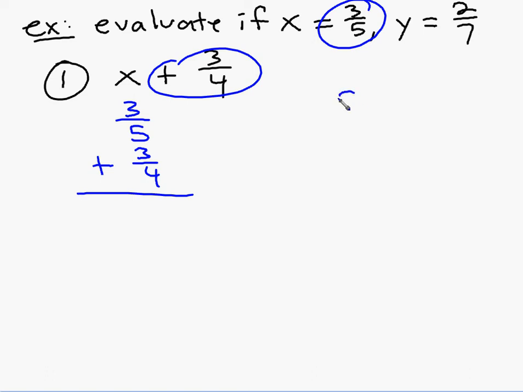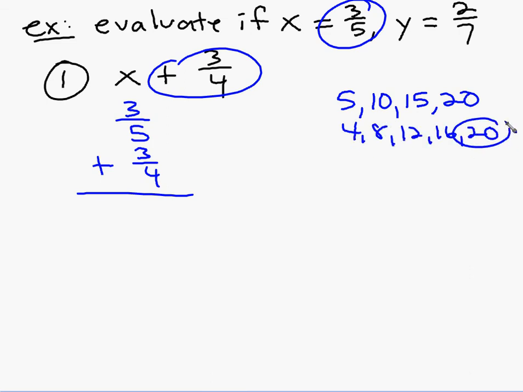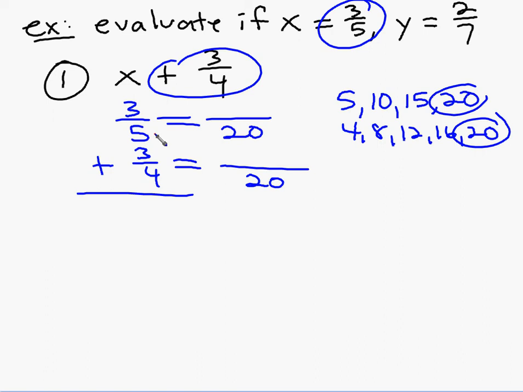So count it by 5s. 5, 10, 15, 20. It's going to be 20. 4, 8, 12, 16, 20. It's going to be 20. So I change both of these fractions so they have a 20 in the denominator. I need to do my multiplying. 5 times what makes 20? 4. So this will be times 4, and I get 12. The bottom one will be times 5, because 4 times 5 is 20. So this will be 15.